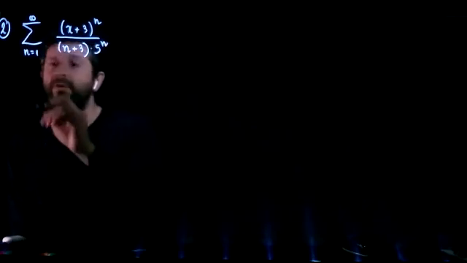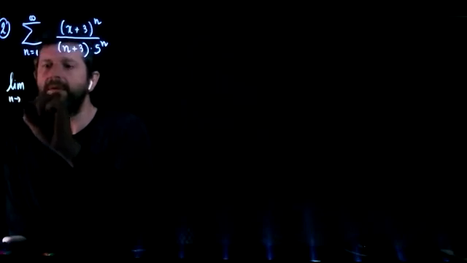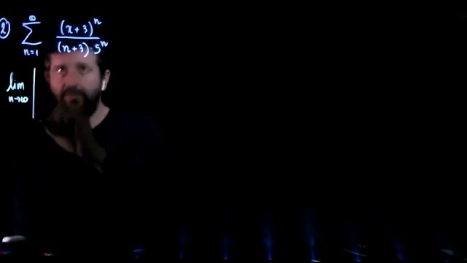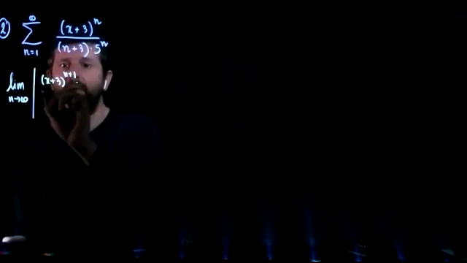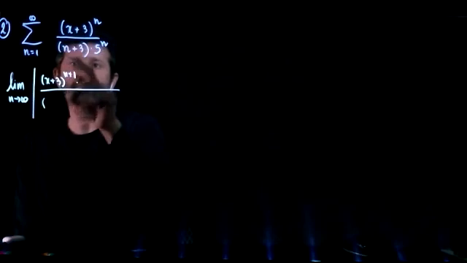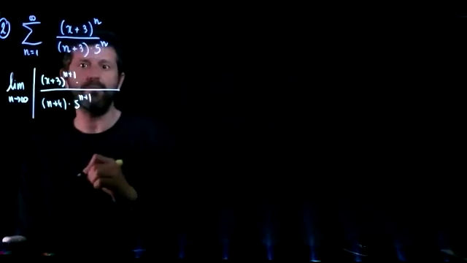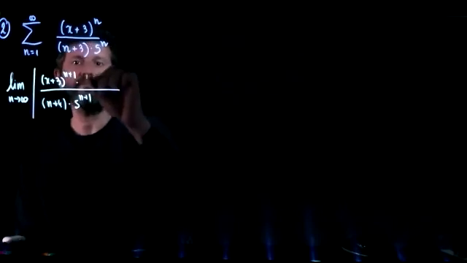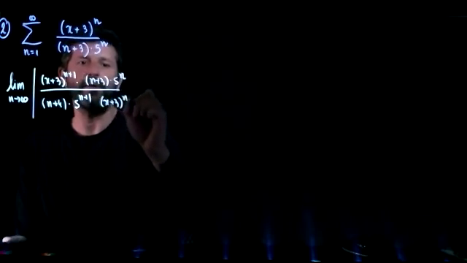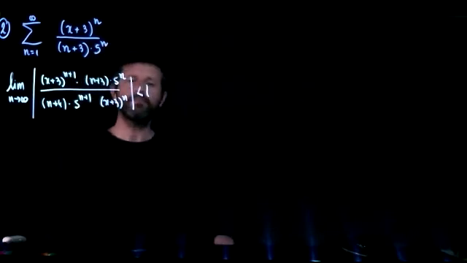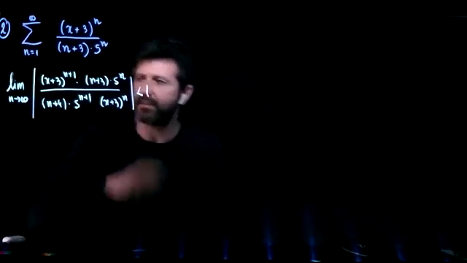So let's do the ratio test. Limit as n approaches infinity of the absolute value of a_{n+1}: (x+3)^{n+1} over (n+1+3), so n+4, times 5^{n+1}, and then times this flipped: (n+3)·5^n over (x+3)^n, and this has to be less than 1. Okay, this is my setup. That's my ratio test, a_{n+1} over a_n has to be less than 1.